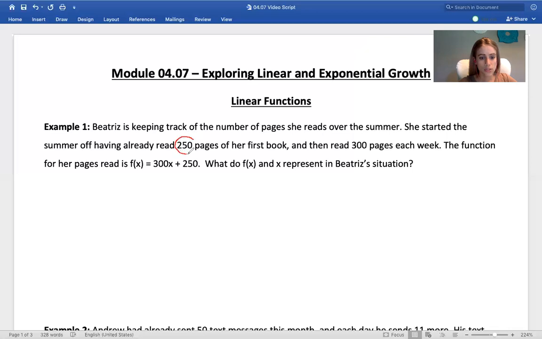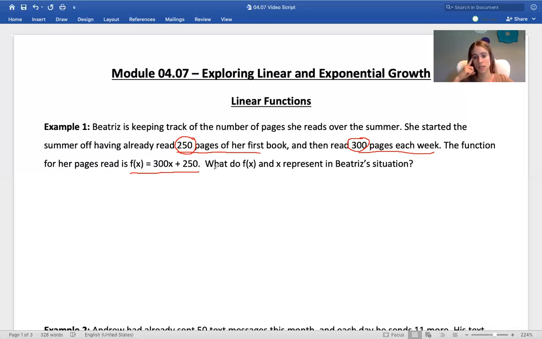So I'm going to circle my number, but I'm also going to underline the words around it, because I need to know, what is that 250? Is it $250, 250 pigs? No, it's 250 pages of her first book. And then she read 300 pages each week. The function for her pages read is f of x is equal to 300x plus 250.